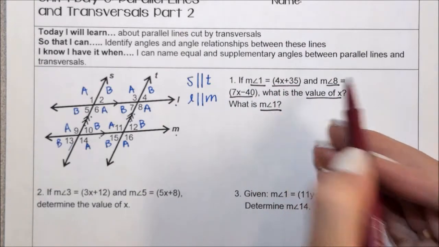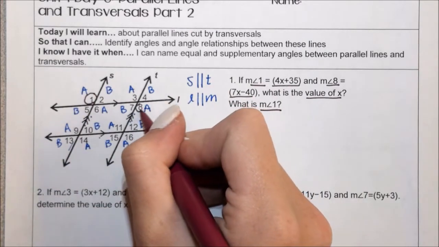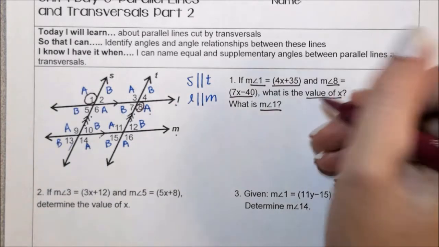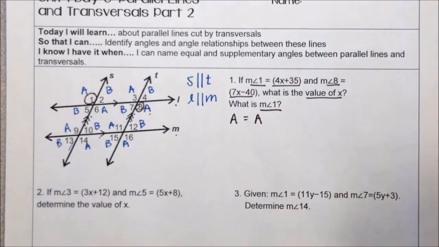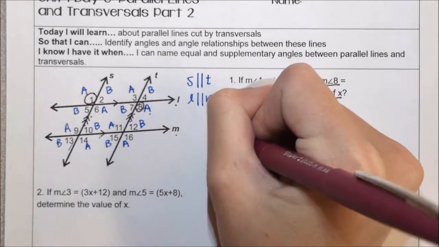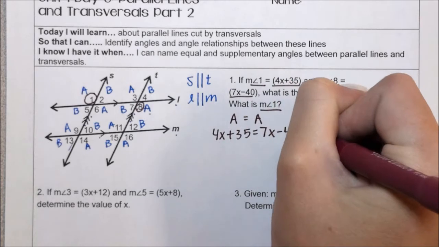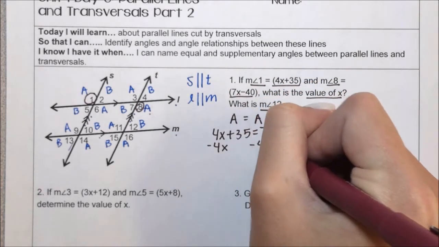So angle 1 and angle 8, I'm going to circle those over here. Well, I can see that I labeled both of those with an A. So A and A are going to be equal. So I have 4x plus 35 equals 7x minus 40. Now I just solve it for x.